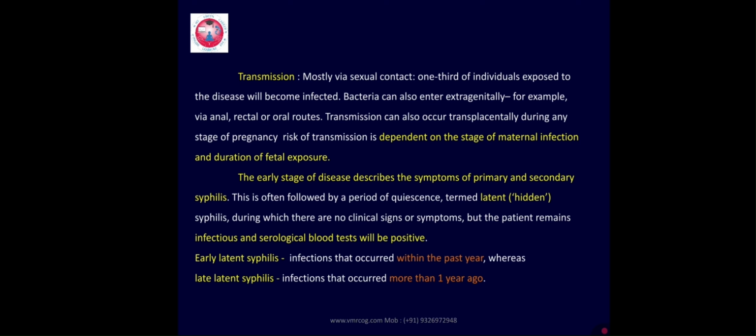There is a little discrepancy between the two articles which I mentioned regarding the time frame given for latent disease. Let's see about this discrepancy. Now look at the first article, the TOG article. Here the green highlighted area mentions that early latent syphilis describes infection that occurred within the past year, whereas late latent syphilis describes infection which occurred more than a year ago.